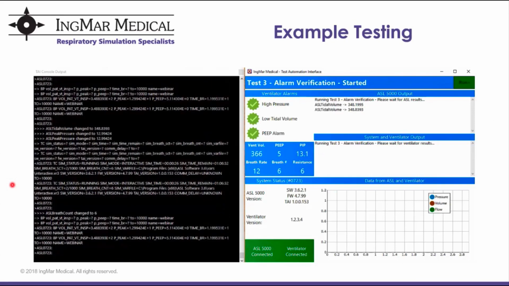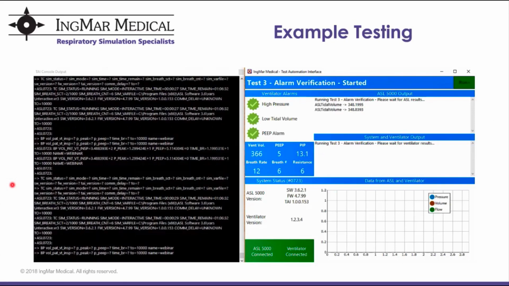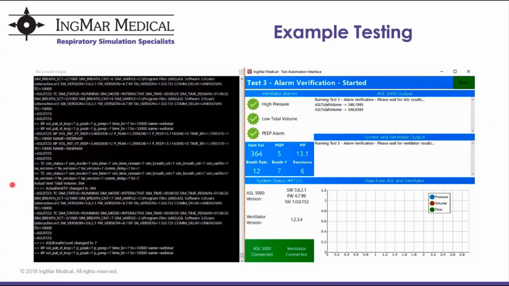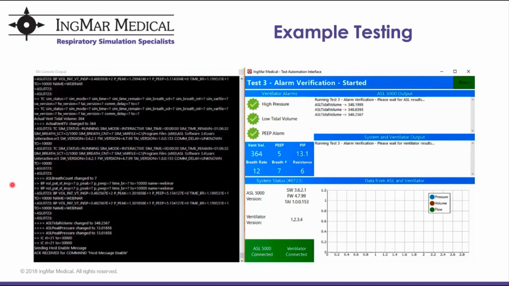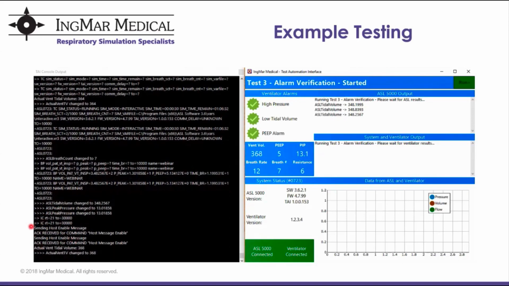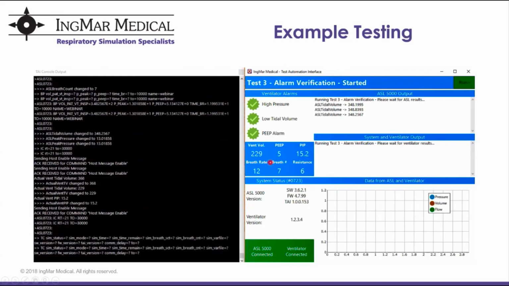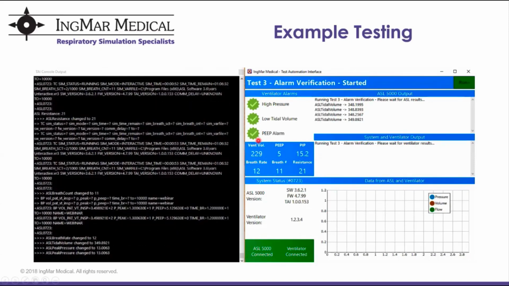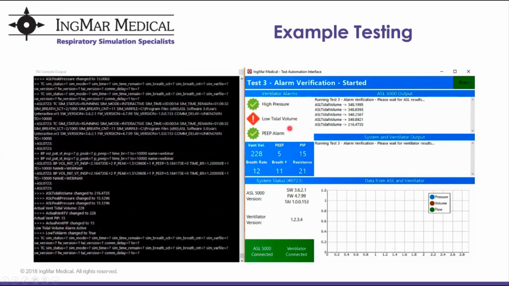As we increase the resistance in the lung, we expect a reduction in flow and thus a reduction in volume. In the log screen, the initial resistance was set to 6 centimeters of water per liter per second, or a healthy patient. And as the simulation progresses, you can see the IC command increasing the resistance to 21 centimeters of water per liter per second. And as this change is invoked, we can notice that our volume drops below 300 milliliters, causing the low tidal volume alarm to become active.